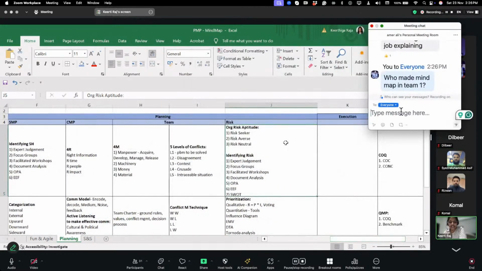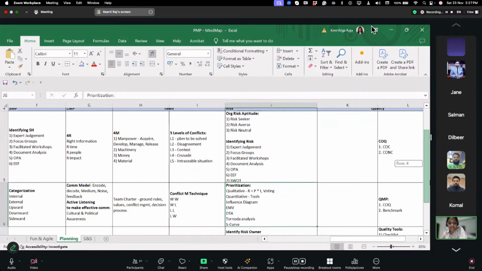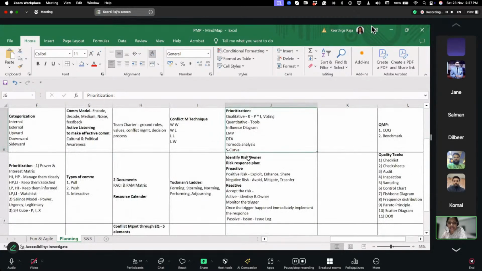The next topic is risk. For risk, first we will be categorizing the organization into three different types: risk seeker, risk averse, risk neutral. Like identifying the stakeholder, we need to identify the risk with the same steps. One additional thing is SWOT, and through SWOT analysis we can also identify the risk. Next, after identifying, we need to prioritize the risk through qualitative and quantitative analysis. Qualitative, we'll be doing probability and impact, or voting. Quantitative, we have different tools like influence diagram, EMV, decision tree analysis, tornado analysis, and S-curve.